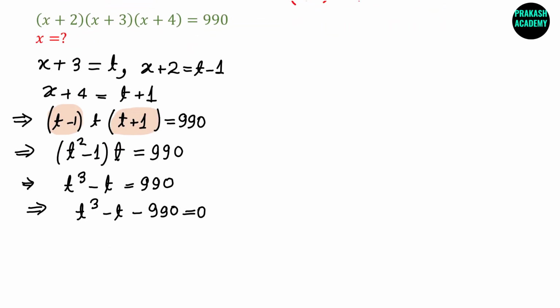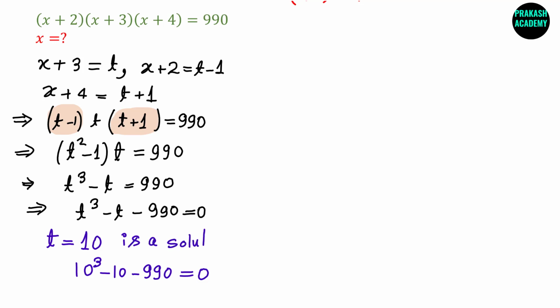Whenever you have a cubic equation, one solution we can find by inspection. So let us check. If I put t equals 10, then this equation gets satisfied, because 10 cube is 1000. So this is 10 cube minus 10 minus 990, and this is in fact 0, because 1000 minus 10 is 990, minus 990 is 0. So t equals 10 is a solution. So I can use the traditional method: t minus 10 will be one factor of this equation, and the other factor we can find by division.